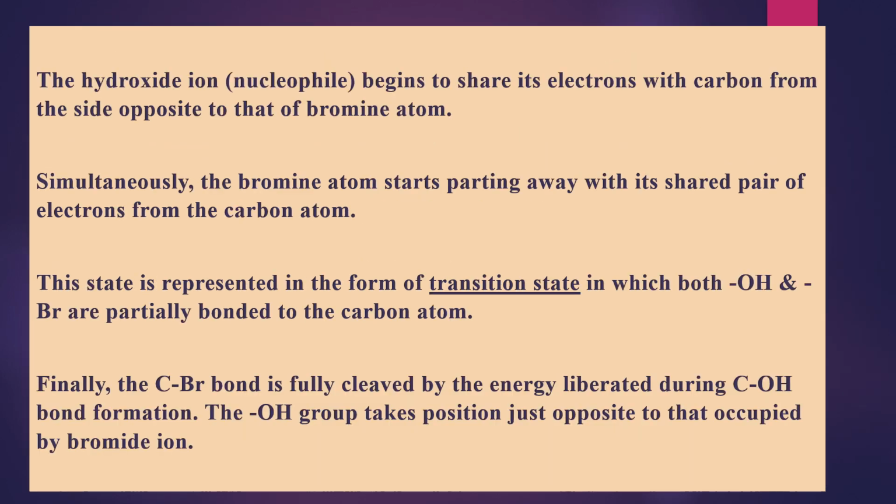So look at all these points that I have explained to you. The hydroxide ion begins to share its electrons with carbon from the side opposite to that of the bromine atom, and simultaneously the bromine atom starts parting away with its shared pair of electrons from the carbon atom. This state is represented as the transition state where both OH and Br are partially linked to the carbon atom, and finally the C-Br bond is completely broken by the energy liberated during the formation of the C-OH bond, and the OH group takes the position which is just opposite to that occupied by the bromide ion. Okay, clear?